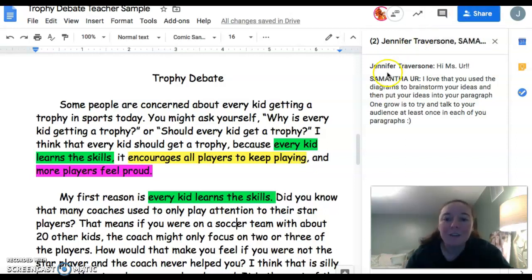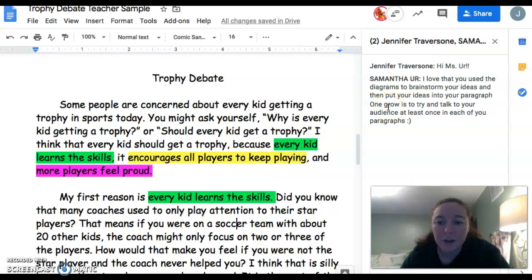You can see that I've shared mine with Miss and I used the chat signal to say hello to her, and she's already given me my glow and my grow. She said, I love that you use the diagrams to brainstorm your ideas and then put your ideas into your paragraphs. Awesome. So she loves that I planned my story and that I used paragraphs.